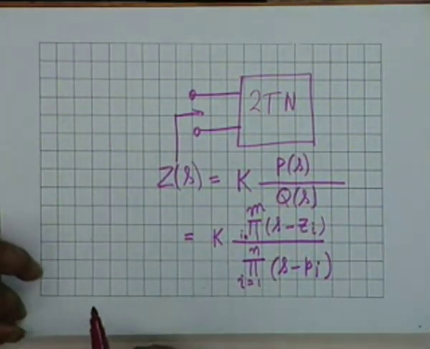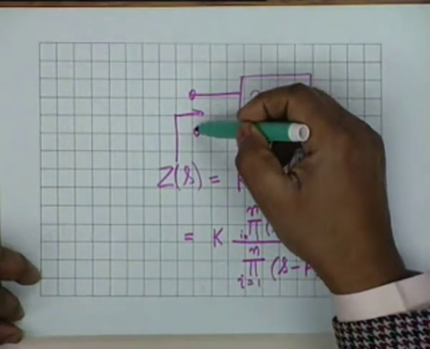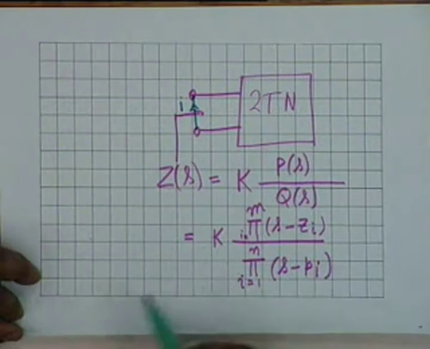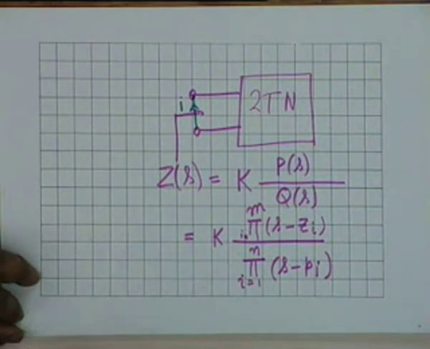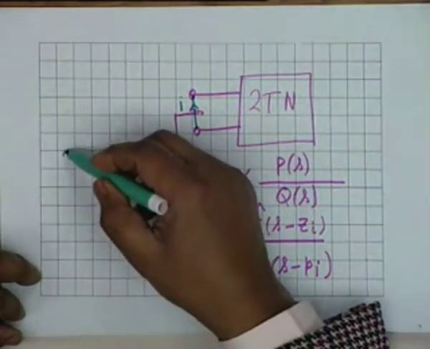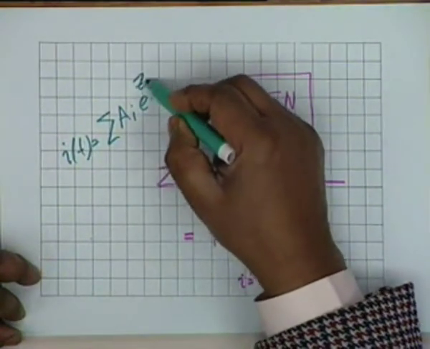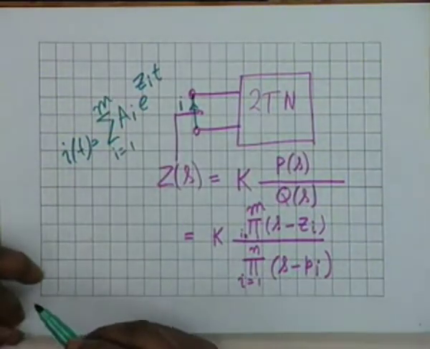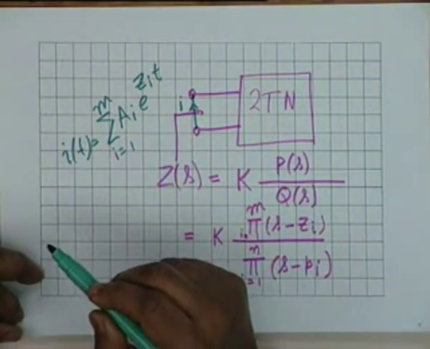if you are interested in finding the current by short circuiting the input terminals, that is, if you short circuit this and you want to find the current flowing through this, then it is the zeros which come into play, and therefore if the terminals are short circuited, then the natural current response shall be of the form summation ai e to the power zit, i equal to 1 to m. The poles do not come into play, where you have to determine the constants ai from the initial conditions.